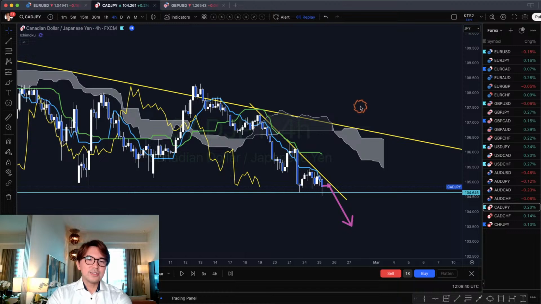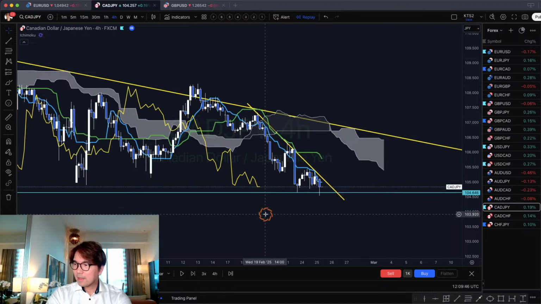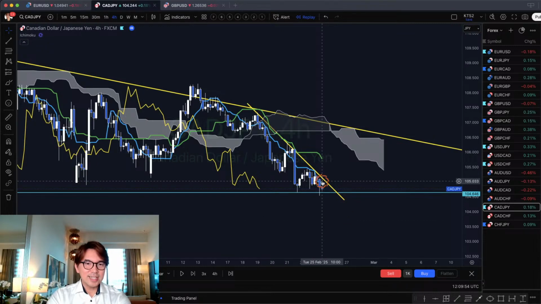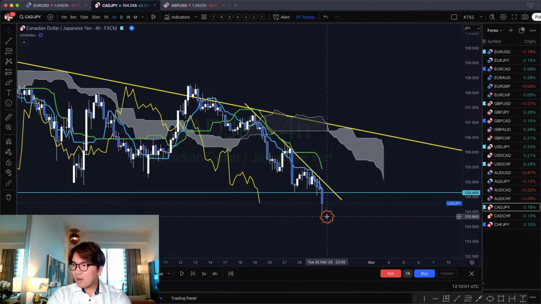So for this reason, I was expecting the market to break the support yesterday. And then the next bar was still resisted by the descending trend line and the blue Tenkan-sen. It didn't break, it didn't close above still. Then this bar finally broke the support.